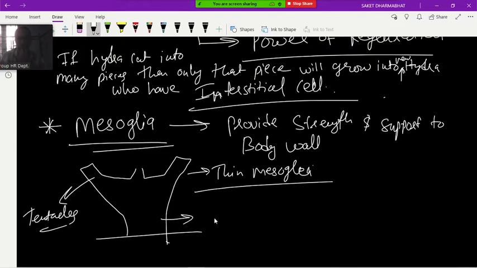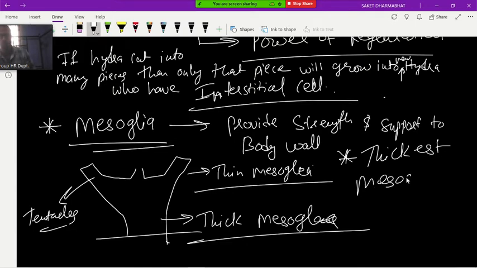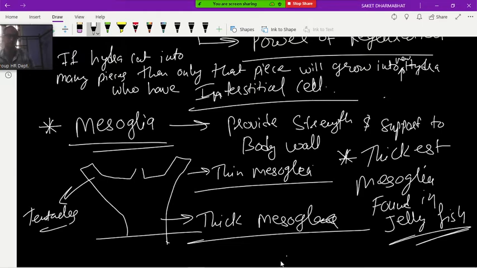Okay, but on this side, the mesoglea will be what? Thick. Understood? Yes, sir. Okay, the thickest mesoglea is found in jellyfish. Clear up to here? Yes, sir. Okay, so only one opening is present.